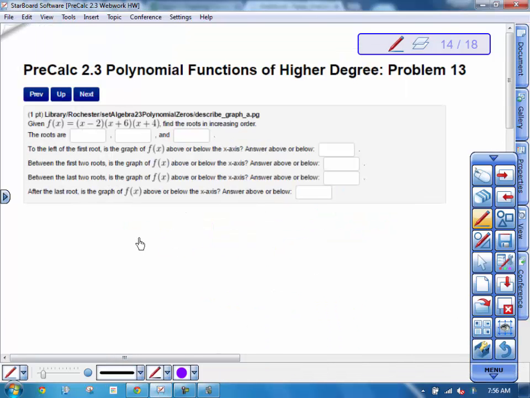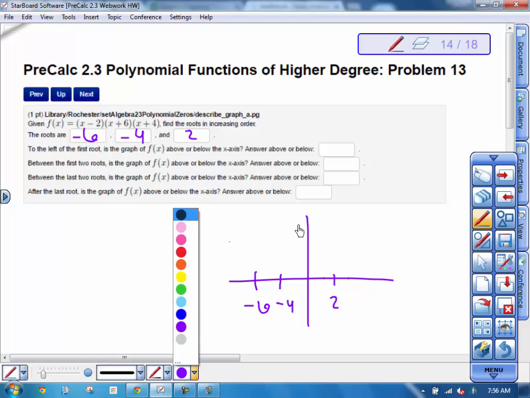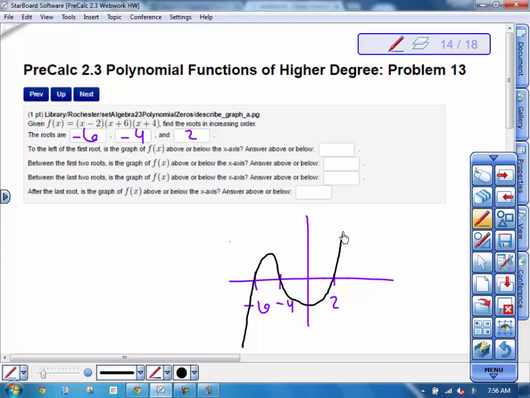Okay, the next one gives us a cubic, and it wants to know the roots in increasing order. So the roots are 2, negative 6, and negative 4. So increasing order would be negative 6, negative 4, and 2. And hopefully we can do this without a calculator. Negative 6 is here, negative 4 is here, and positive 2 is here. That's not perfect, but good enough. And we know it's a cubic polynomial, so we know it must go like this.